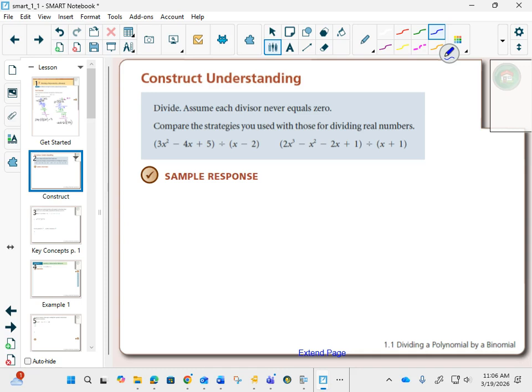If you have 3x squared minus 4x plus 5 and you want to divide by x minus 2, what would you get? What would this look like? Well, if I set it up the same way as we did long division with numbers, I would have 3x squared minus 4x plus 5. And I'm dividing by x minus 2, so I put the x minus 2 out in front.